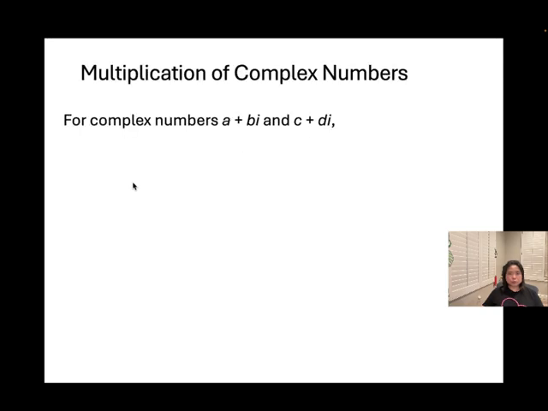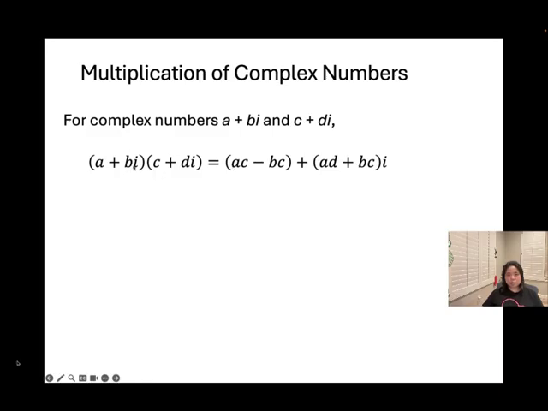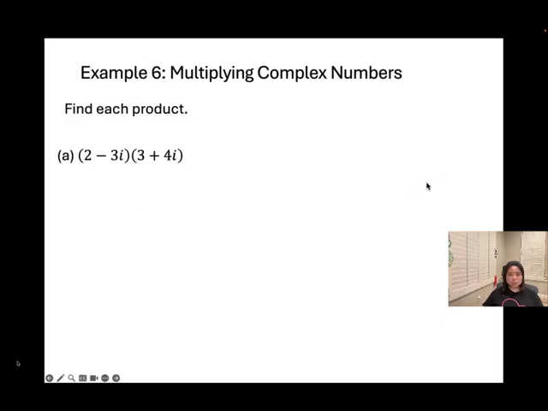Okay, multiplication of complex numbers. When you want to multiply the complex numbers, you could use the FOIL method. Just distribute one by one. So a times c, and then a times di, and then bi times c, and then bi times di, and then you simplify it. You don't have to memorize this formula, okay? Let me show you the first example.